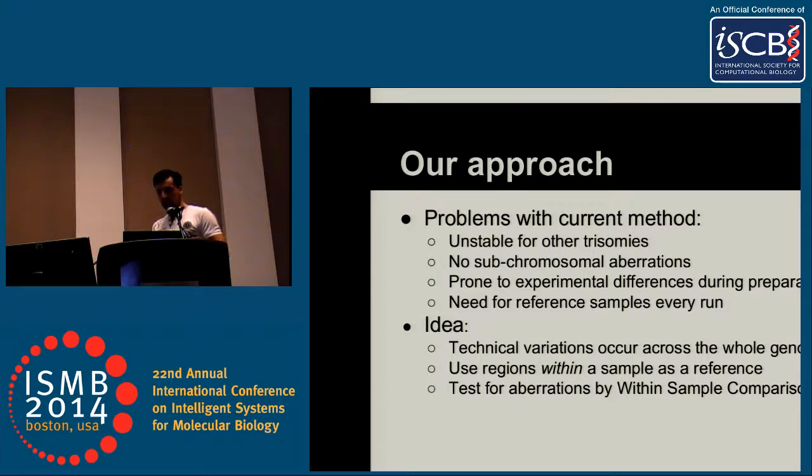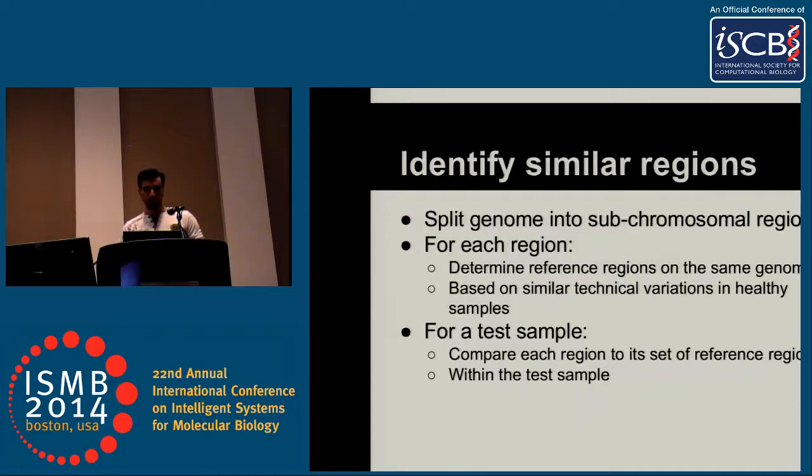After that, if we know these kinds of regions, we can simply test for aberrations by comparing within the sample. To do this, we decided to split the whole genome into subchromosomal regions. After doing that, we can determine reference regions in the genome based on the variations in a set of healthy samples. And when we know these reference regions, we can test a sample we get by comparing each region in the sample to its set of reference regions within the same sample. Therefore, we have a within-sample comparison method.